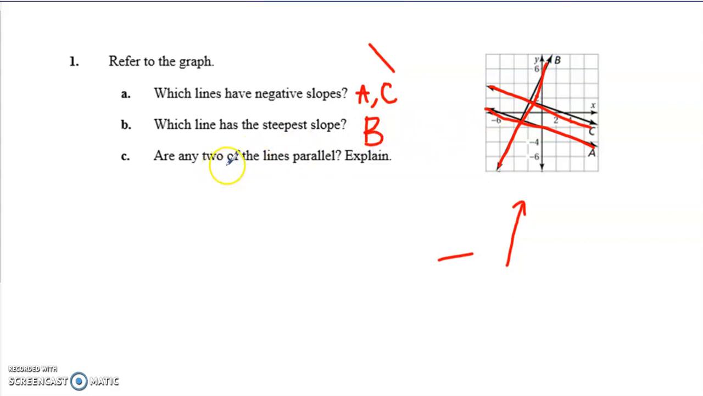Are any two of the lines parallel? It looks like C and A are parallel. They're both negative. They're both going down, so that's good. And it looks like they're the same distance away from each other. Another way to think of it is parallel lines have the same slope. So A and C are parallel.